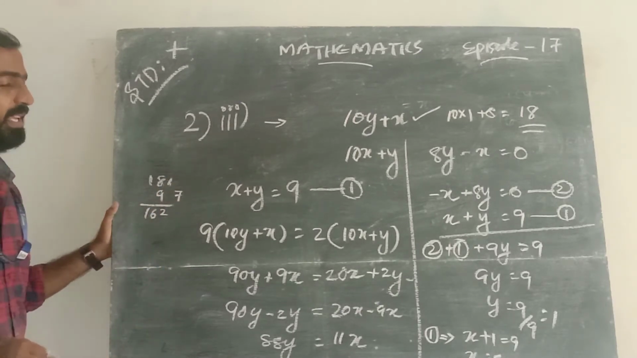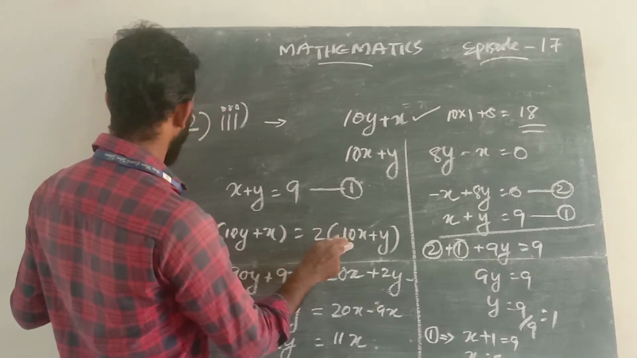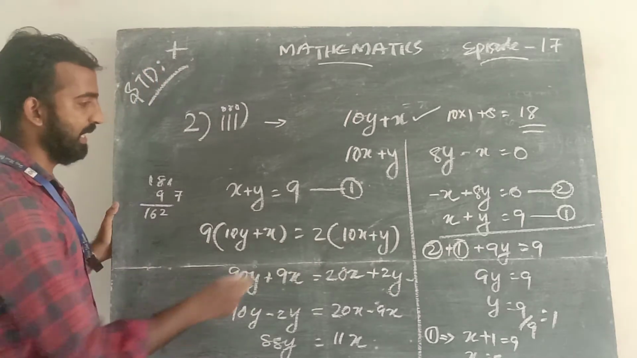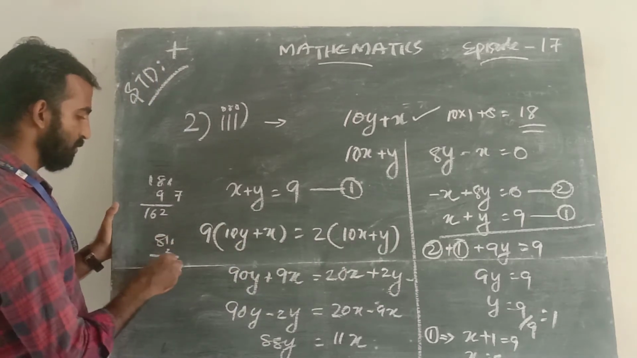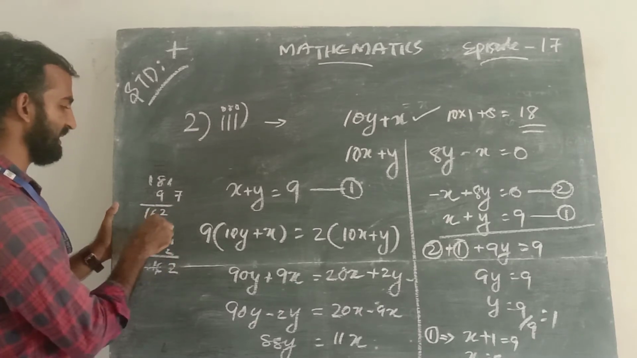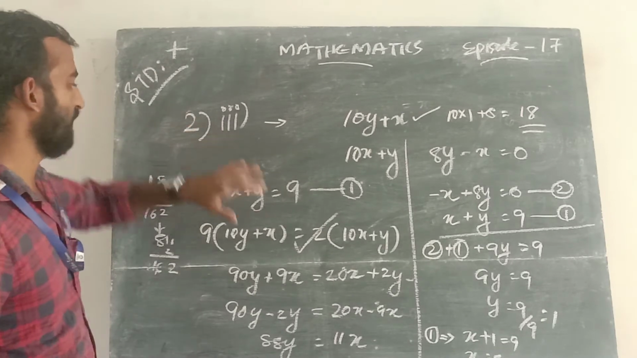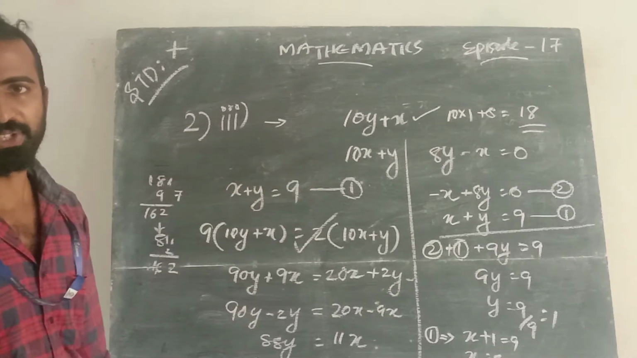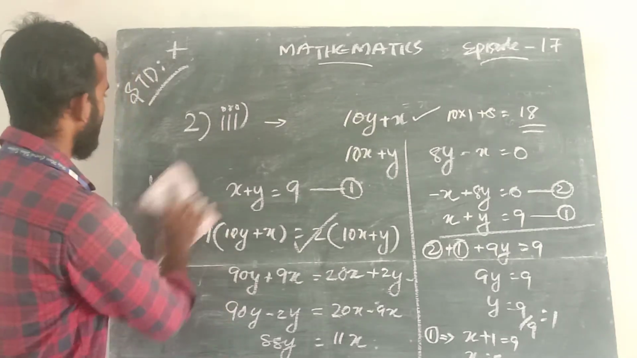Is it? And here is what? 81. Is it? That is 2 into 81, 260. These answers are the same. That is, all conditions are satisfied. Is it? Yes. And next one is the fourth question.